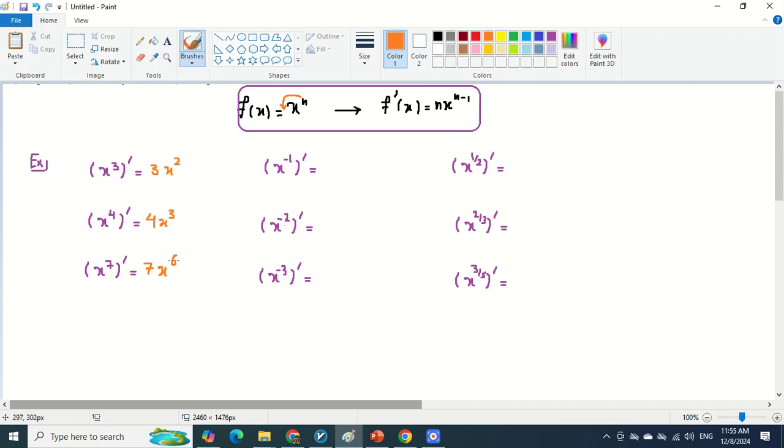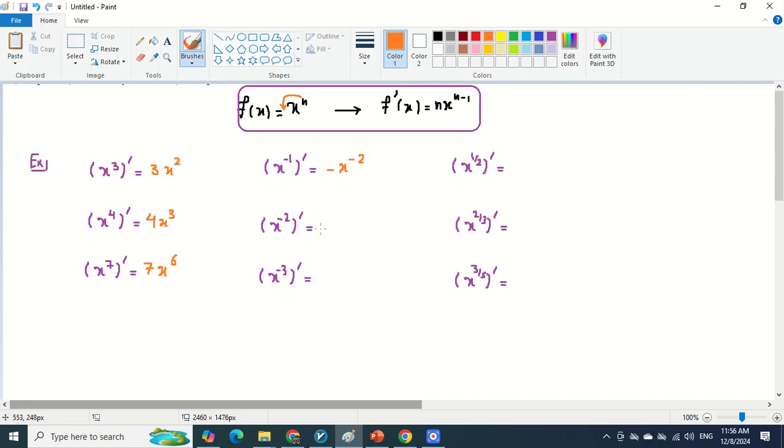This rule is valid for the negative exponent. For example, if I have x to the power of -1, this -1 is coming out. I have -1 times x to the power of, right now I should subtract 1 from the exponent. -1 minus 1 will be -2. Don't make the mistake of making it 0. You should subtract 1 from that exponent. So -1 minus 1 will be -2.